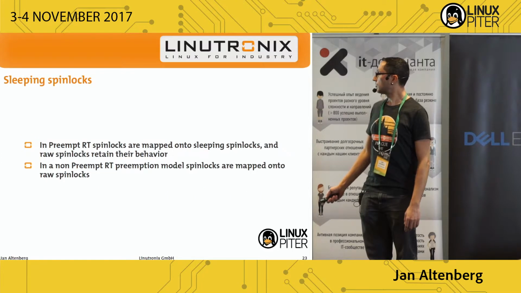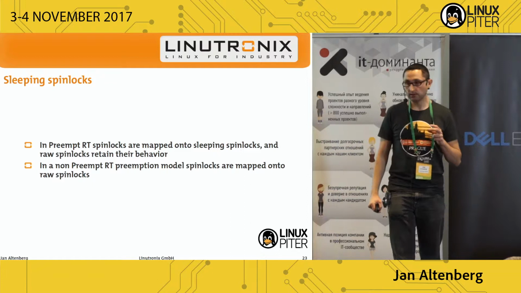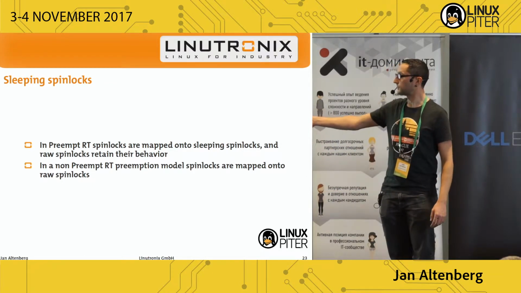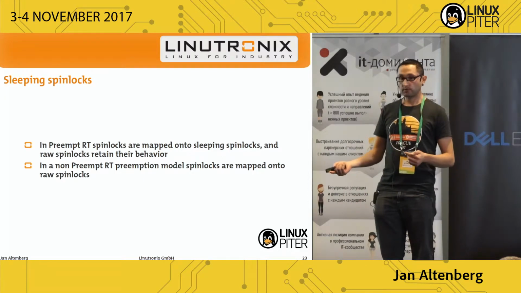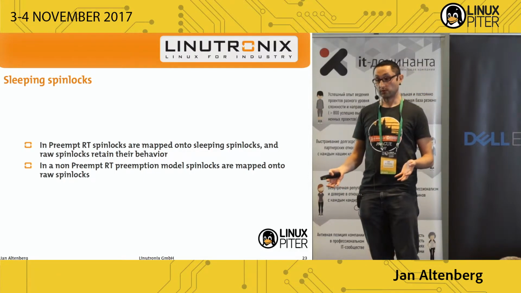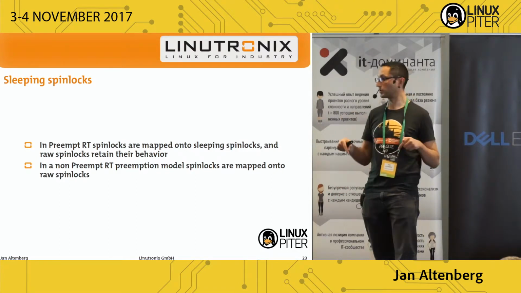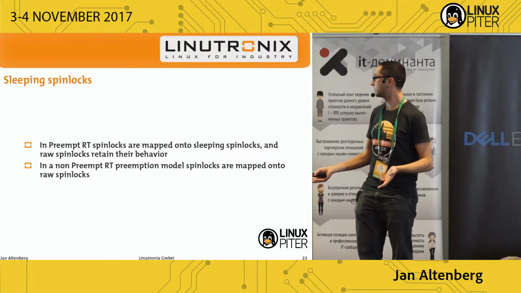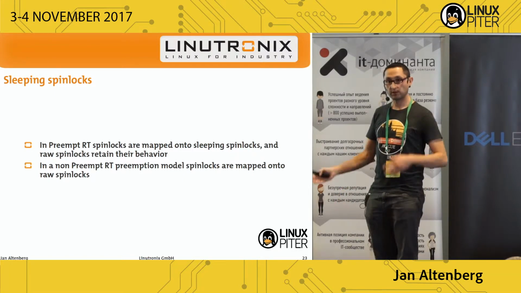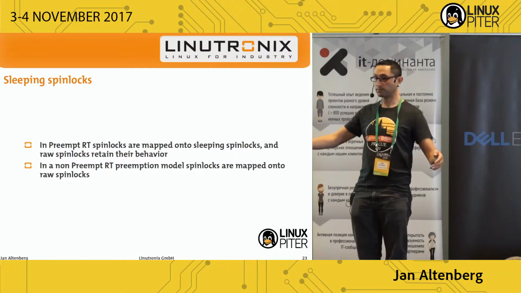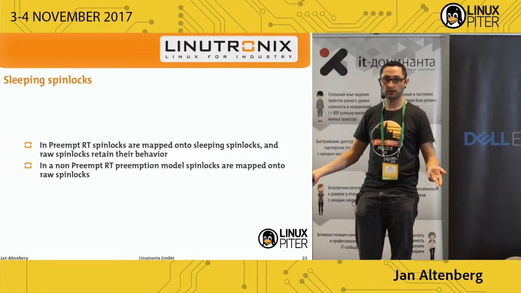Let me go a bit more into the details about the sleeping spin locks. If you enable the full preemption, the real-time preemption for your kernel, the spin locks will automatically be converted into so-called sleeping spin locks, which can be interrupted. And if you need the original behavior, if you need to stay atomic, you need to use the so-called raw spin locks. So they changed the default behavior, everything was preemptible, and they had to identify the sections which had to stay atomic.